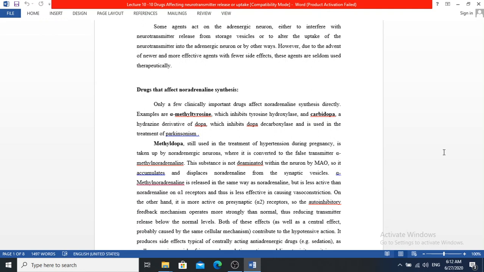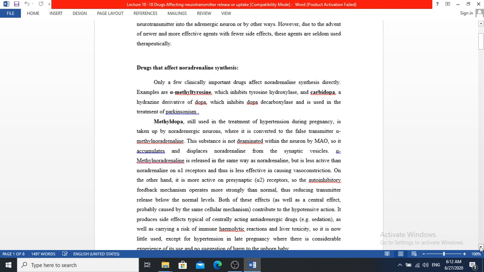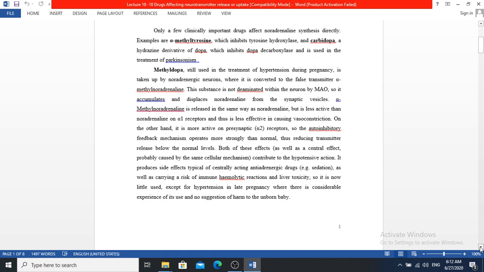Methyldopa, still used in the treatment of hypertension during pregnancy, is taken up by noradrenergic neurons where it is converted to a false neurotransmitter, methyl noradrenaline. This substance is not broken down within the neuron by monoamine oxidase, so it accumulates and displaces noradrenaline from the synaptic vesicles.